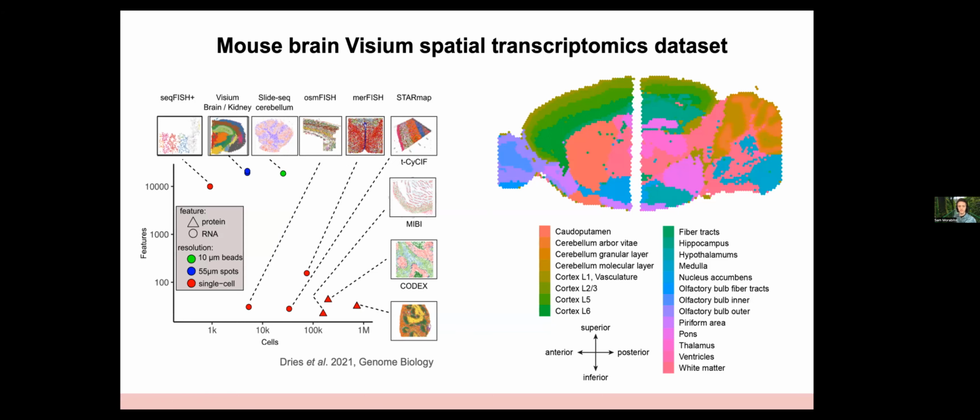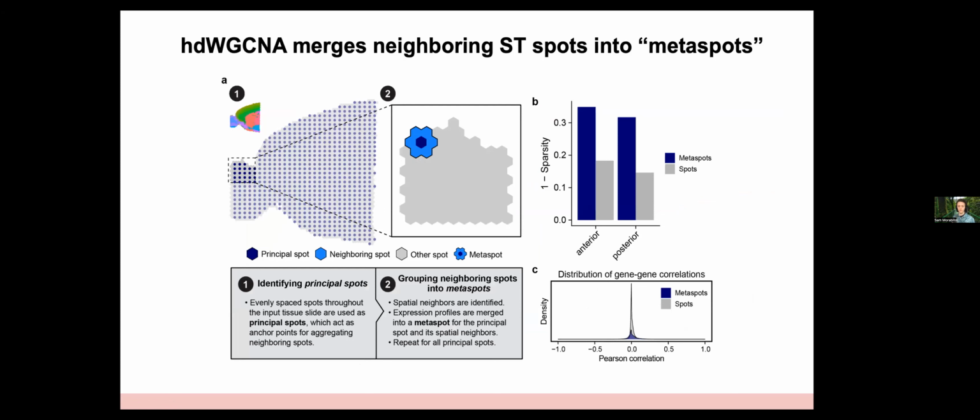Instead of doing metacells, we have an alternative algorithm called metaspots. Starting from this tissue sample, we place a grid of principal spots, an evenly spaced grid throughout the tissue. Then for each principal spot, we merge together all of its physically proximal neighbors. If you think about how much overlap there is between two spots, it's at most, I think, 3. Maybe I'm counting wrong.